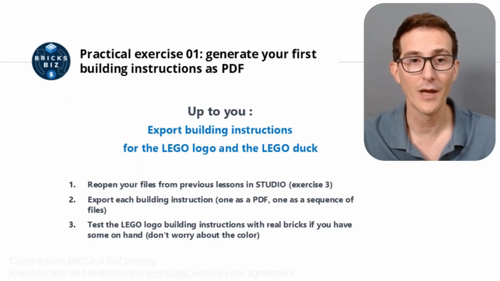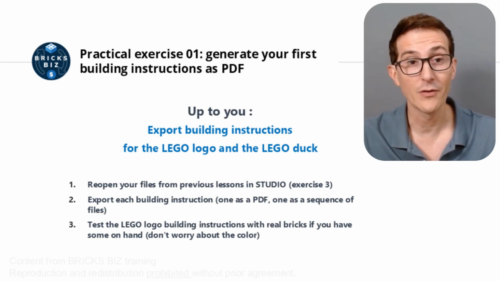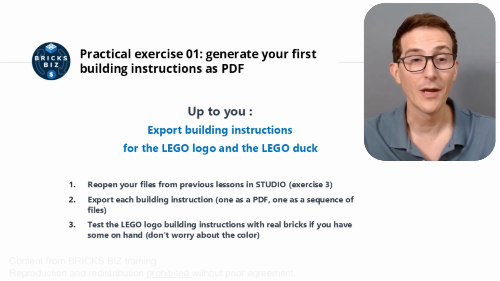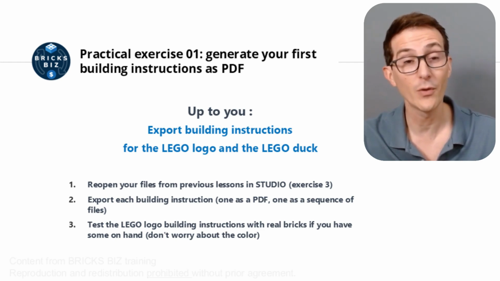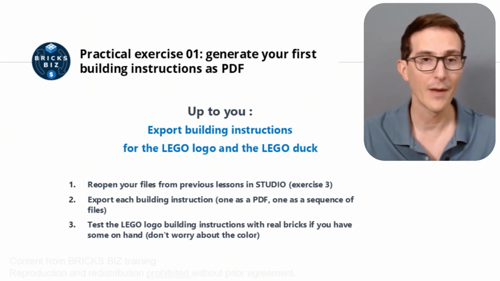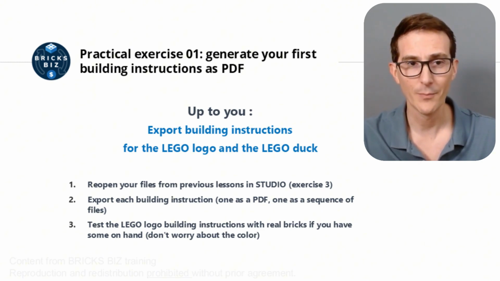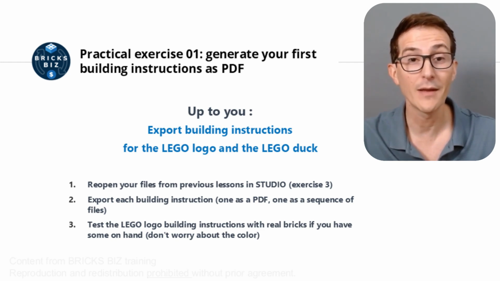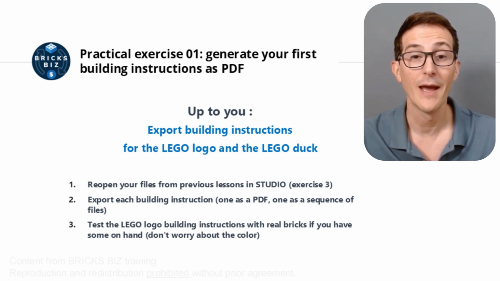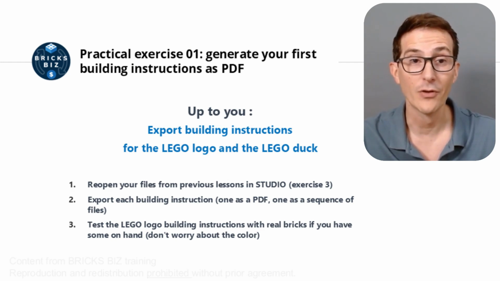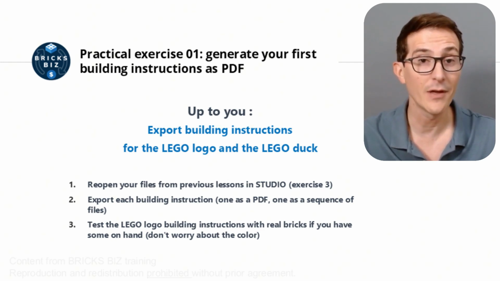Now, let's perform our first practical exercise. We're going to generate a PDF file of building instructions for the duck and LEGO logo models from the previous lesson. Reopen the two files from the previous lesson in Studio and export each of the building instructions from the export interface. For example, you can export the LEGO duck as a sequence of images and export the LEGO logo as a PDF file. I invite you to test building the LEGO logo on the basis of the building instructions you've generated. No problem if you don't have the bricks in the real colors. The idea is just for you to enjoy the moment and happily follow your first real building instructions. You can pause this video. I'll see you in a few minutes.